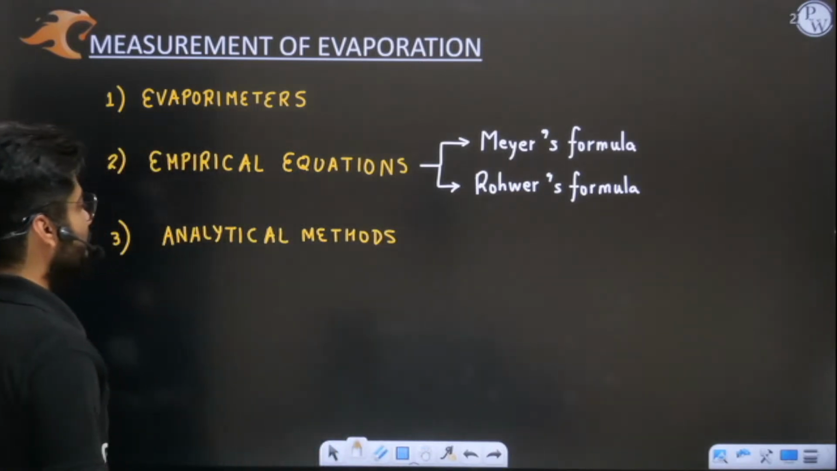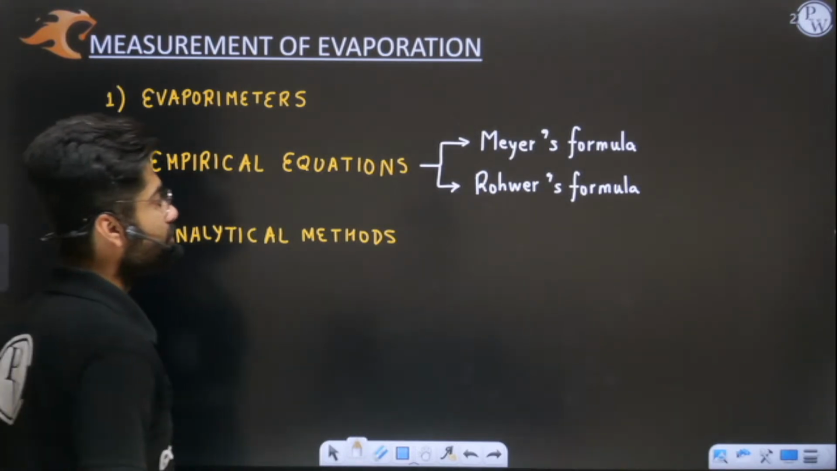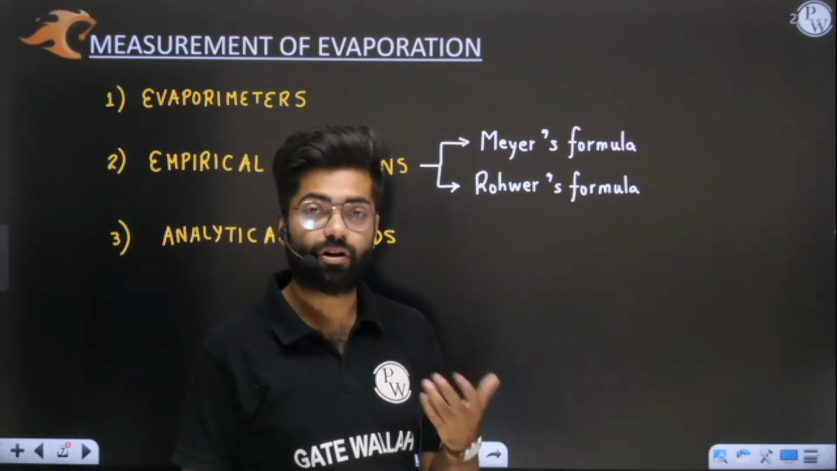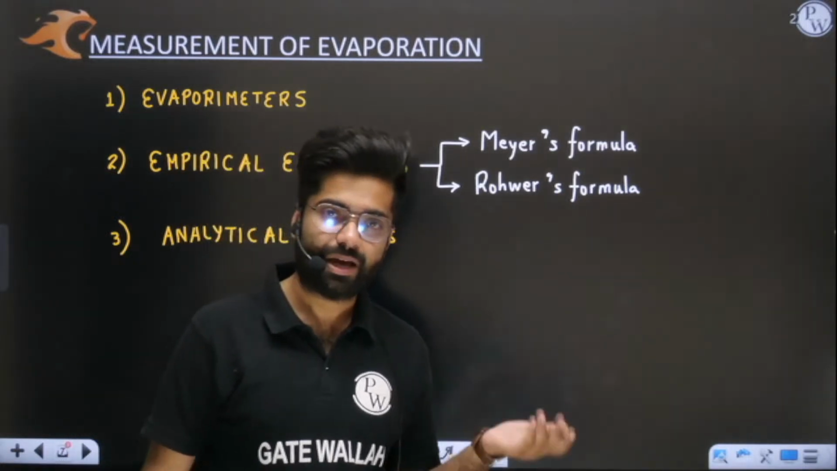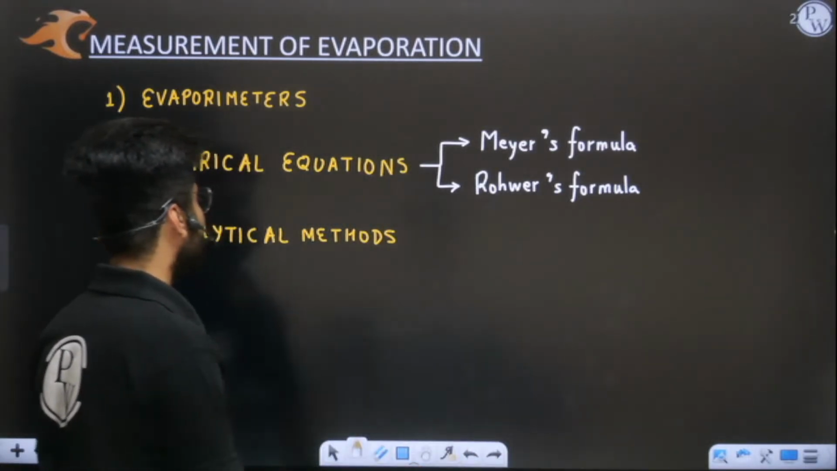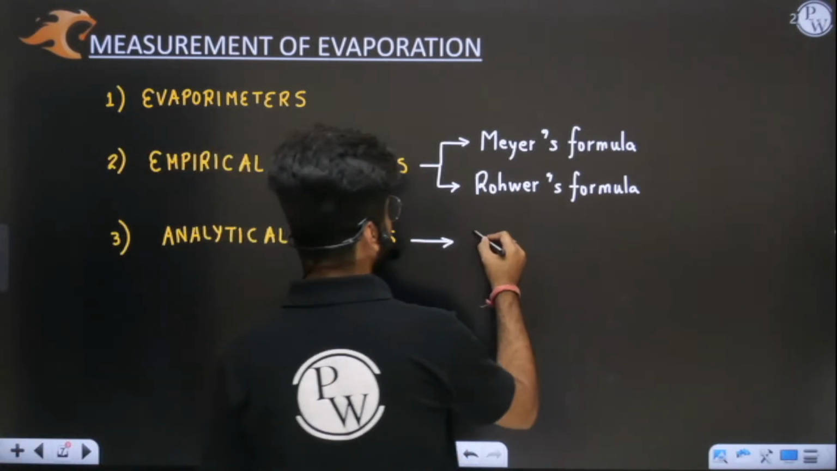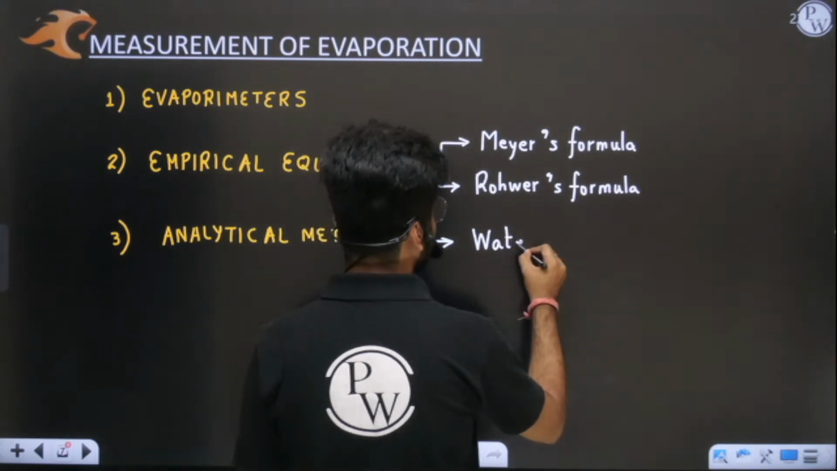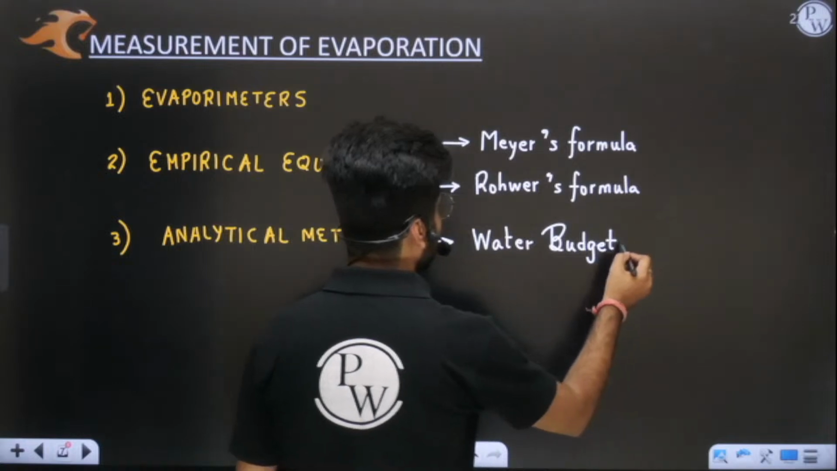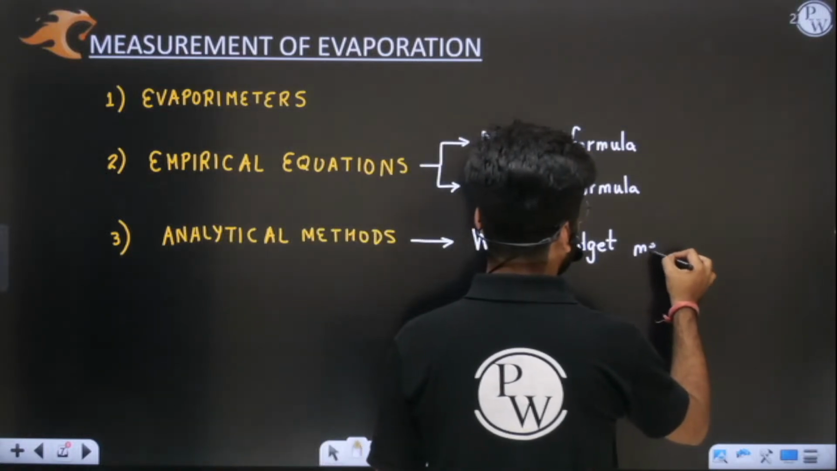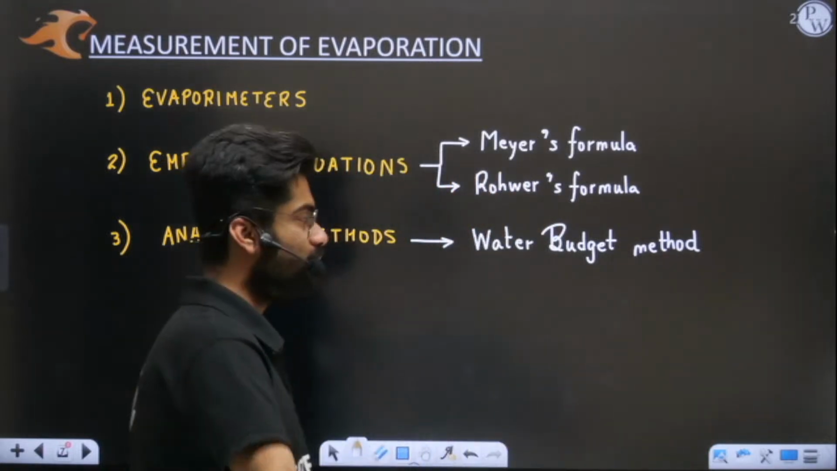And then in the analytical method, analysis is done. We will do the analysis of a water body on the basis of water budget, or let us say energy balance. So in analytical methods, basically we have three methods. The first is the water budget method. With the help of this water budget method, we will simply find evaporation in a water body.